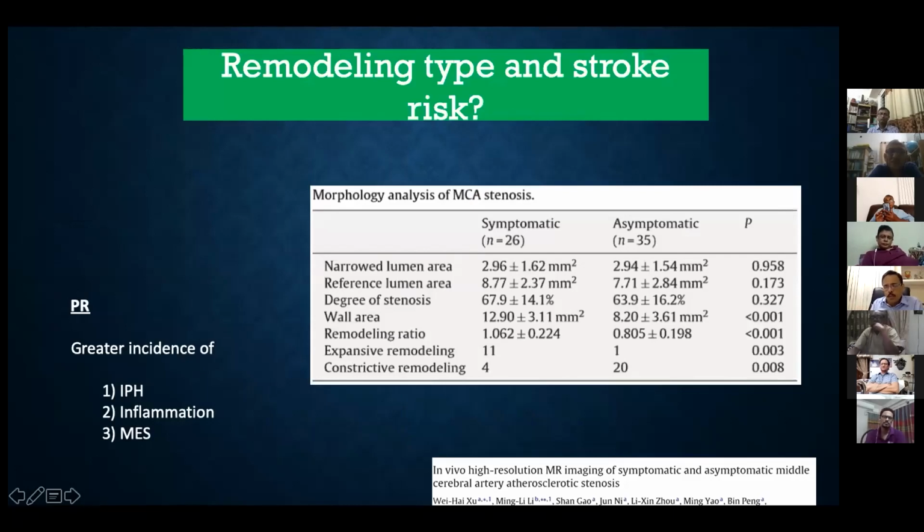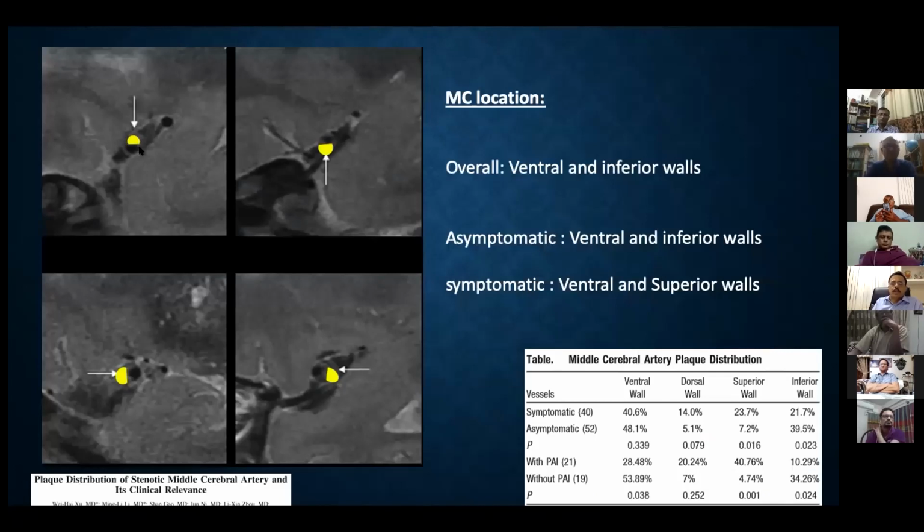We can also see which part of the middle cerebral artery, which we are cutting in cross section, is involved, and that will also tell us what the risk of stroke is in such a patient. In asymptomatic patients, it is mainly the ventral and inferior walls which are involved. In yellow, we can see that.